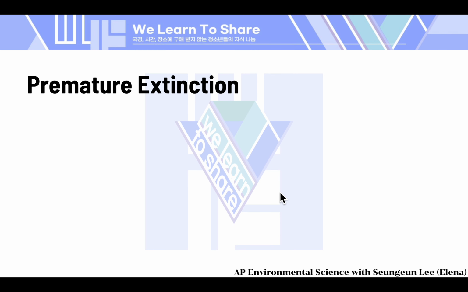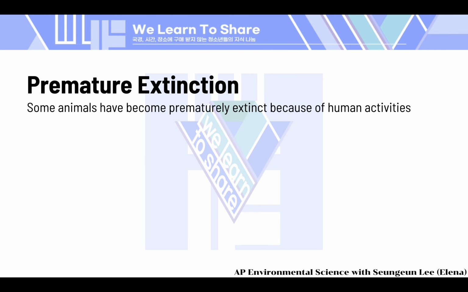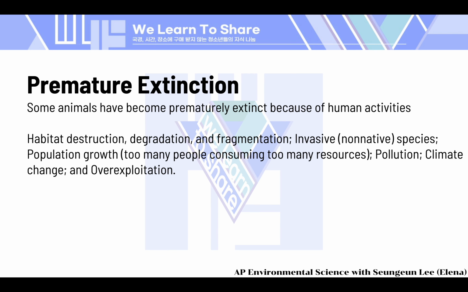Sadly, human activities have led to premature extinctions. Premature means that it is happening before its appropriate time or its determined time because of human activities. For example, habitat destruction, invasive or non-native species, degradation, fragmentation, population growth because too many people are consuming too many resources, climate change, pollution, and overexploitation. These are significant contributors of premature extinction.